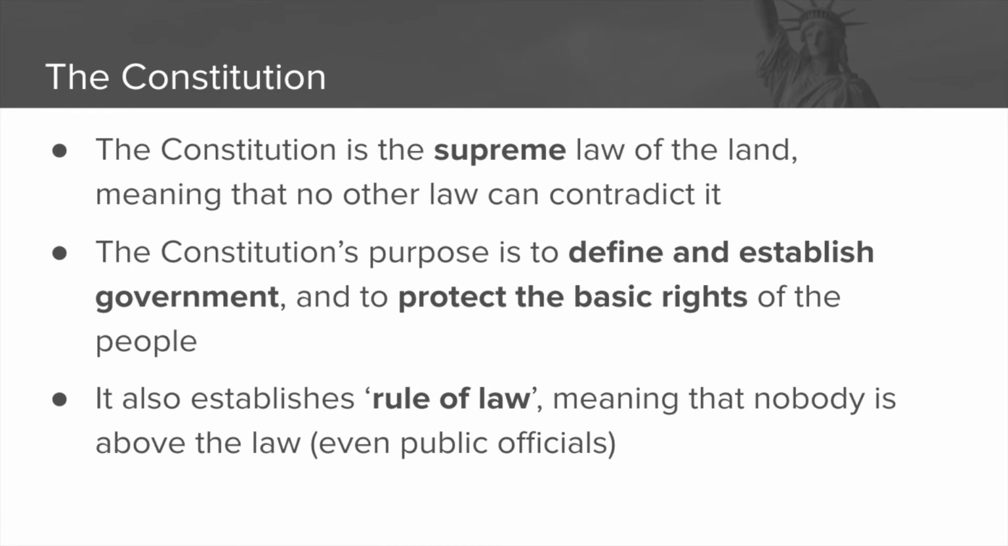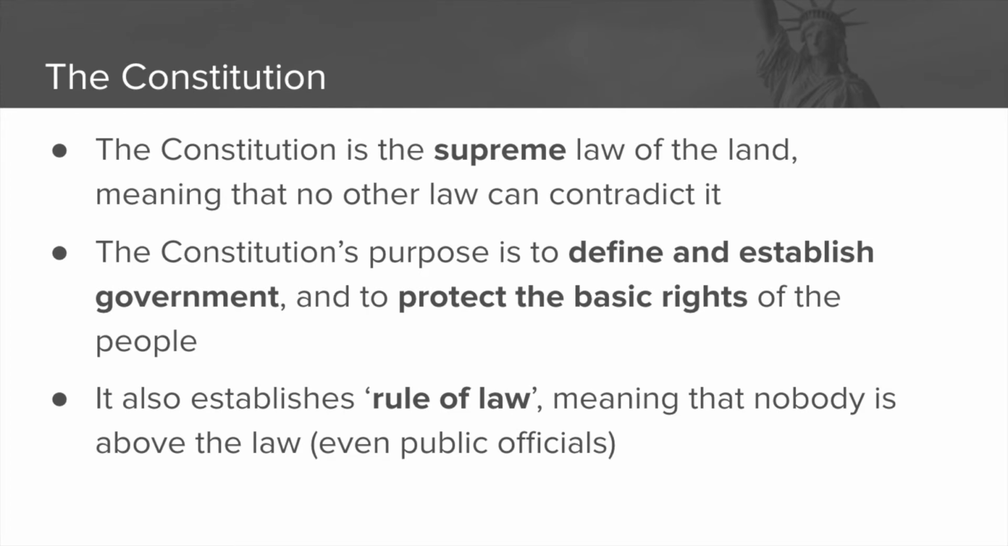So the Constitution's purpose is to define and establish government as well as to protect the basic rights of the people. So the Constitution is a big picture document. It doesn't contain really detailed explanations about what to do about really specific issues. It's just a general outline of what our government looks like, what the structure of this country is, and what the really fundamental rights we all have in this country that can't be violated are. And then the Constitution also establishes what's called rule of law, which means that nobody is above the law, even public officials.